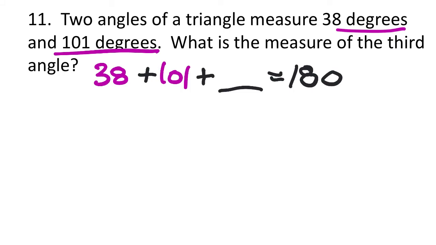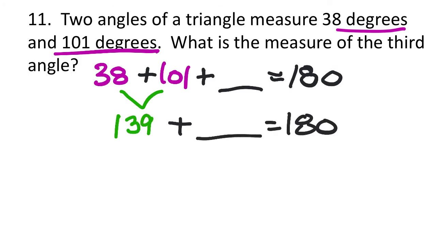Then it should equal 180, right? So this is what students usually do. And they don't have to show it this way, by the way. They say, well, 38 plus 101, that's 139. And now that plus the missing angle would be 180. So then to solve, you'd subtract 139 from both sides.